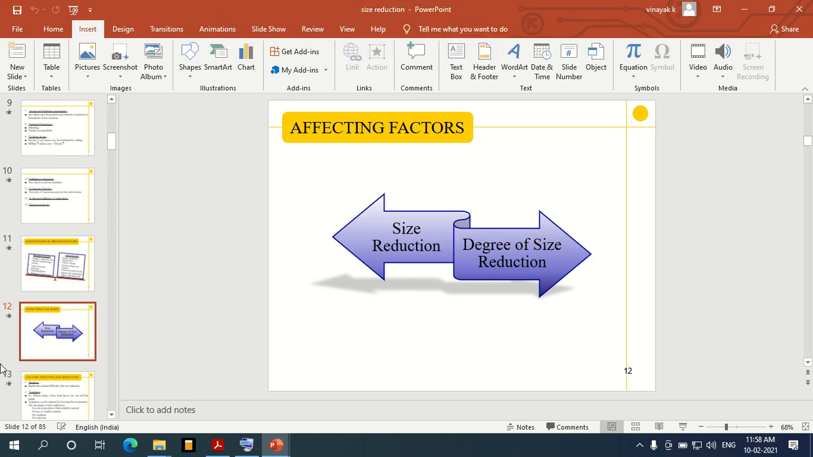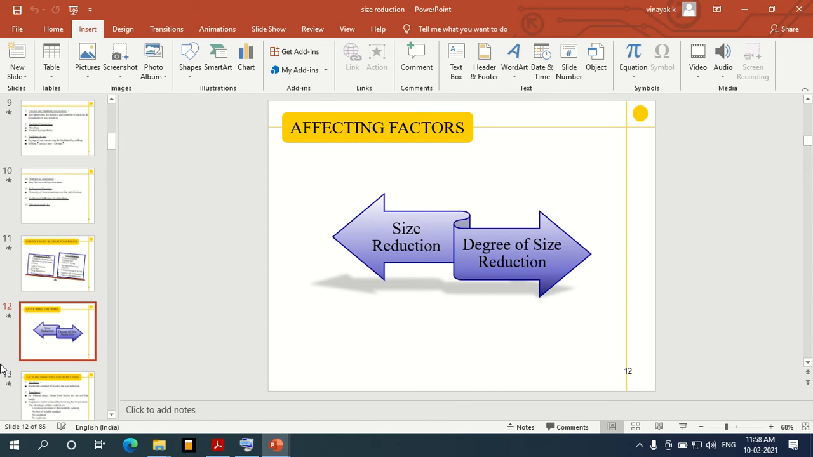Students, in the last class we discussed what the energy laws are and the important role they play, and the theory of the size reduction processes, and the energy laws like Kick's law and Rittinger's law that we have discussed. Today we'll see the factors affecting size reduction.